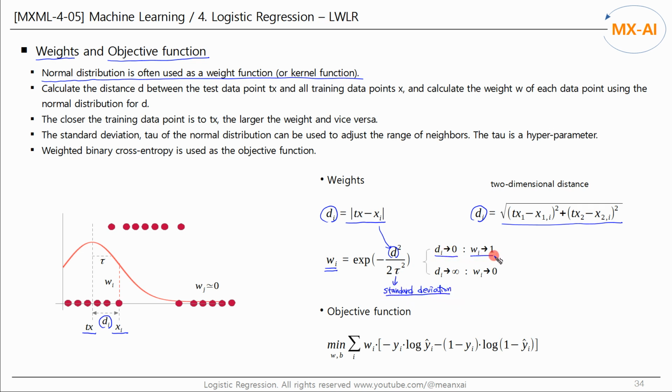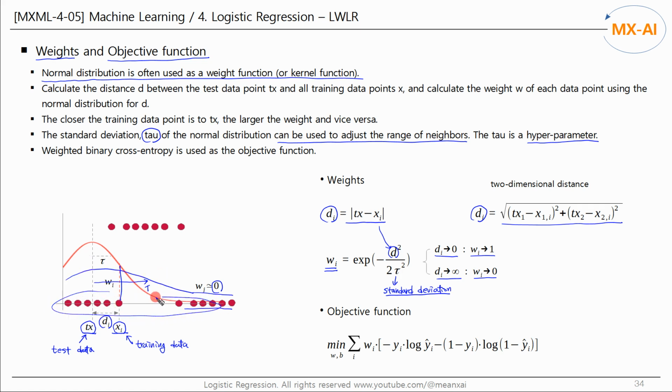If the distance is close to 0, the weight is close to 1, and if the distance is far, the weight is close to 0. The closer the training data point is to the test data point, the greater the weight, and vice versa. The standard deviation tau can be used to control the range of neighbors. This is a hyperparameter. Small tau narrows the range of neighbors, while large tau expands the range of neighbors. If we apply weights to the existing objective function, this is the objective function for LWLR.